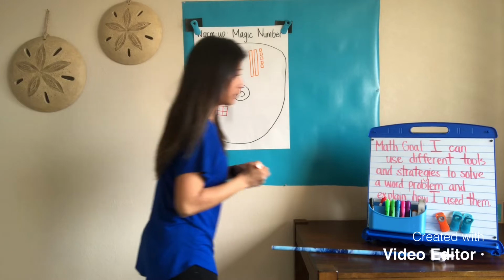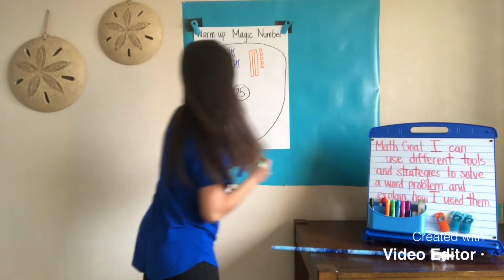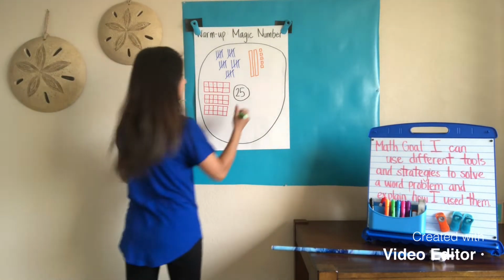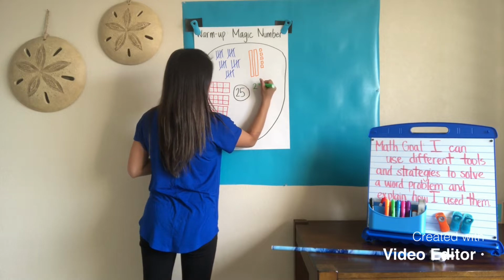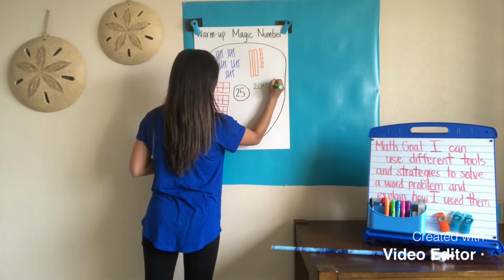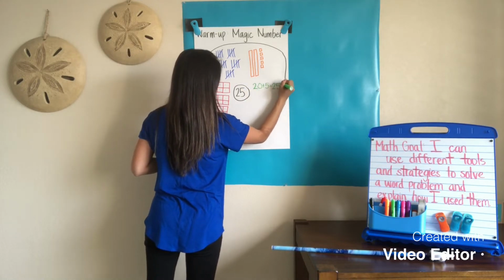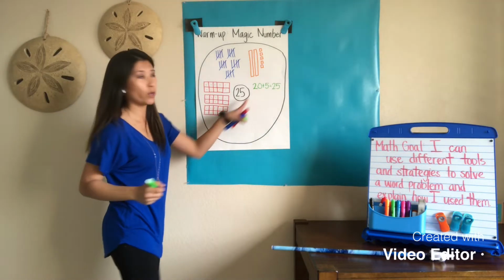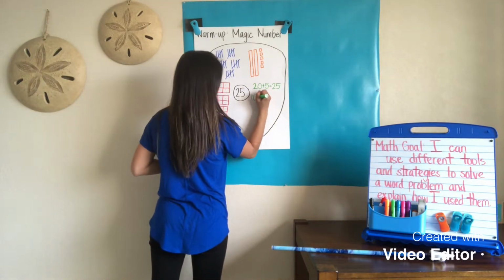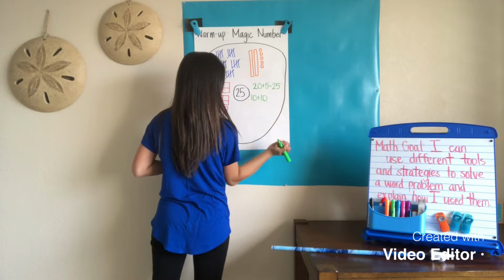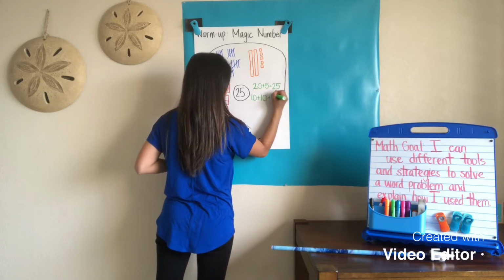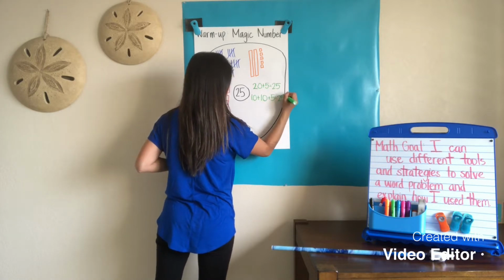Maybe you were even able to come up with some equations. 20 plus 5 equals 25. Maybe you even broke up the number 20 into 2 10s and came up with an equation with 3 addends. 10 plus 10 plus 5 equals 25.